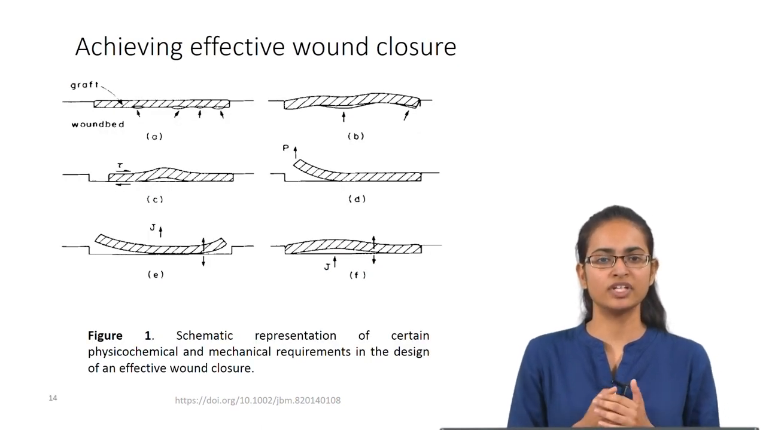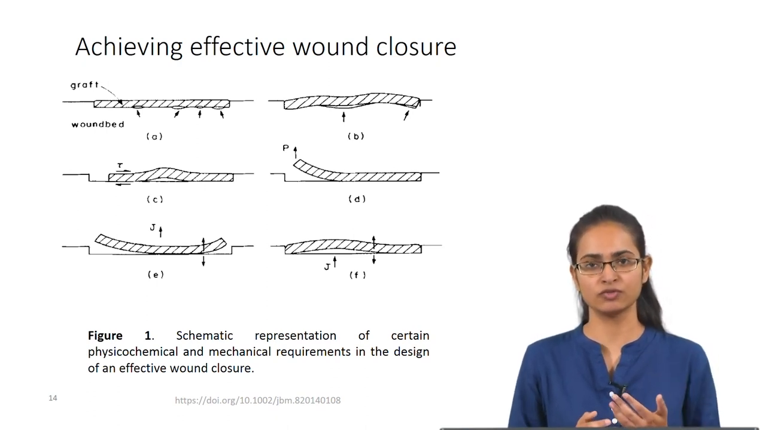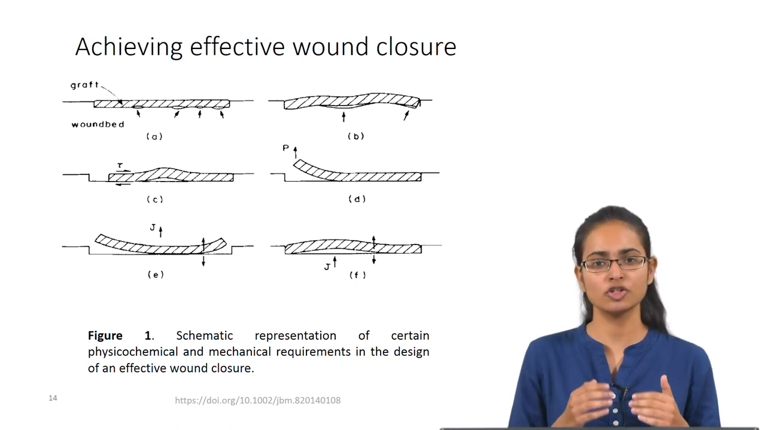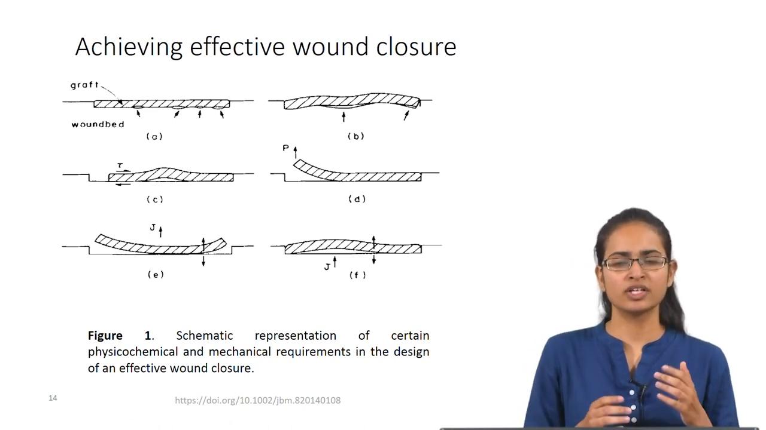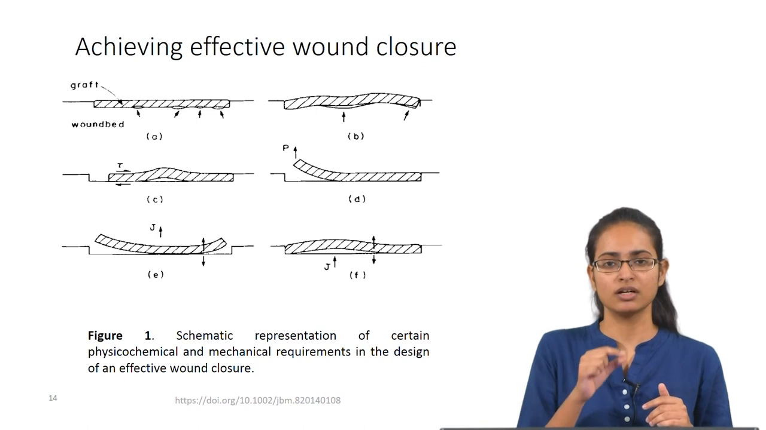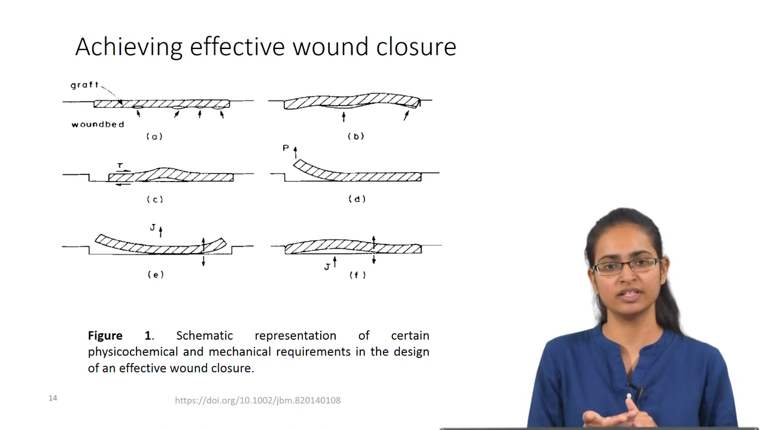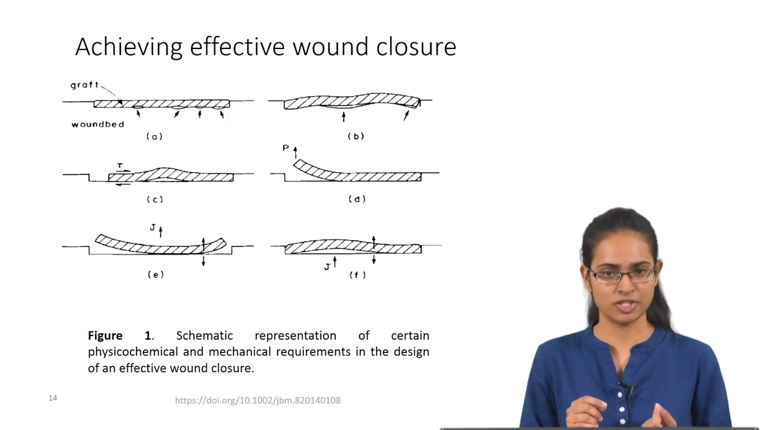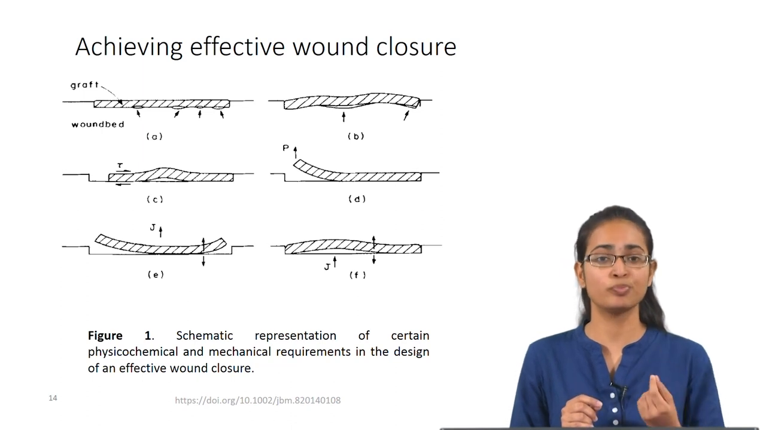So, there are different physicochemical and mechanical aspects that are important for achieving effective wound closure. In this representation, you can see the formation of air pockets because of ineffective wound closure. In figure B, due to excessive flexural rigidity of the graft, there is formation of air pockets at the wound and graft interface. In figure C, due to excessive shear stresses, there is formation of air pockets. In figure D, that is due to excessive peeling forces.